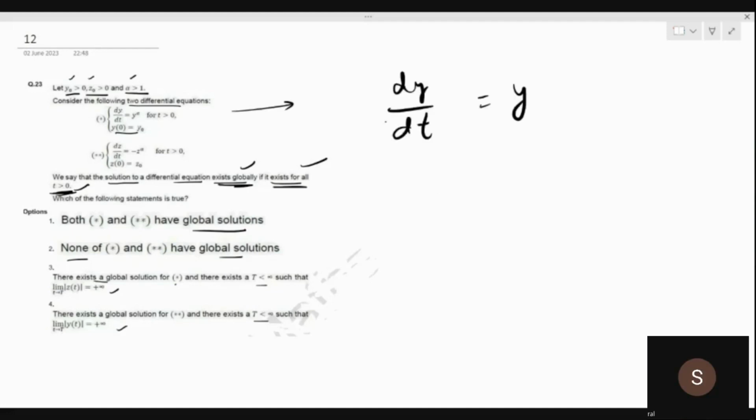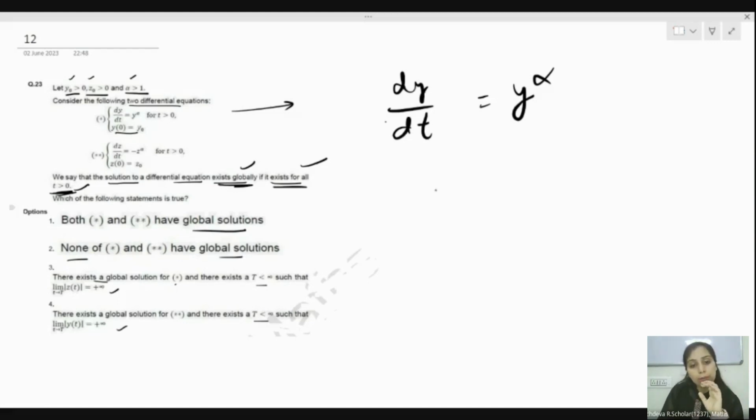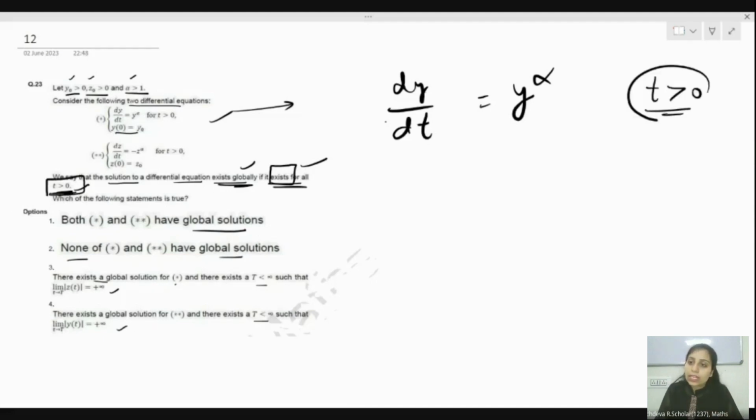Ma'am, can you repeat the definition of global solutions again? Yeah, they have already given the definition in the question itself. They are saying the solution will exist globally if you find the solution of this equation and that solution gives you a finite value for all t greater than 0. So when you find the solution, you check for all t greater than 0 whether the solution is giving you a finite answer or not. If it gives you a finite answer, that means the solution exists globally. Clear?